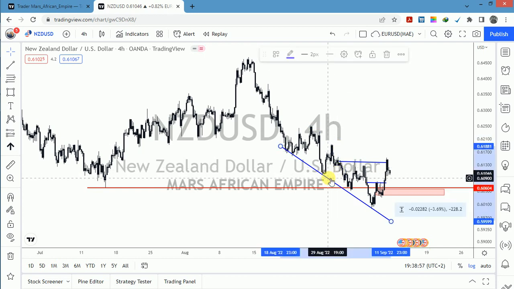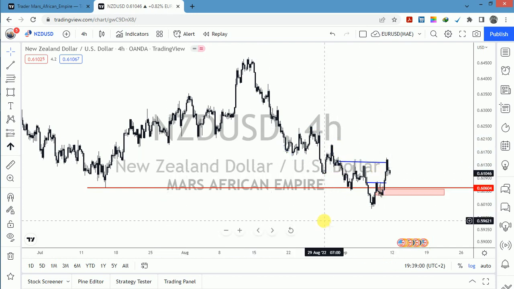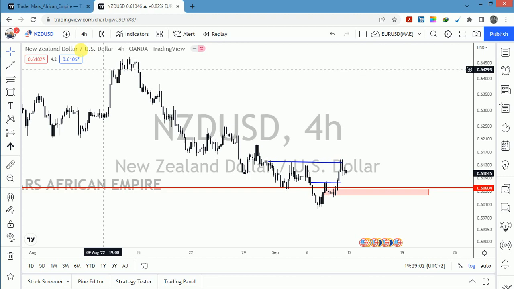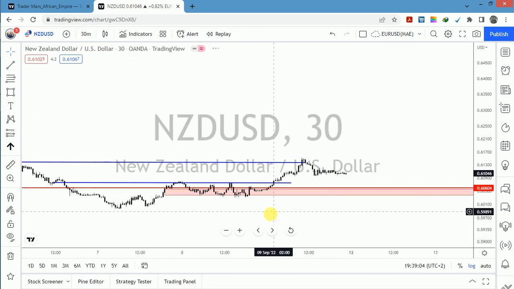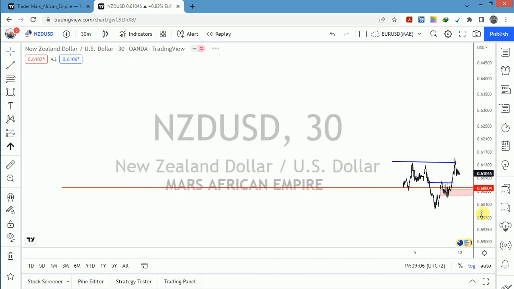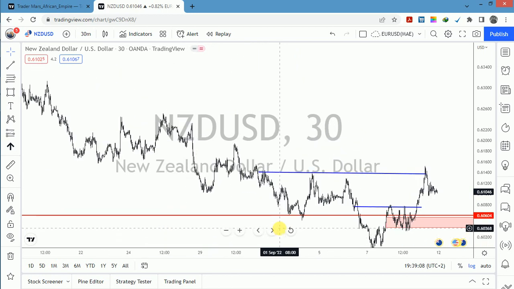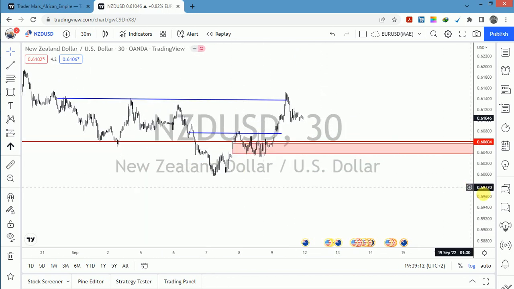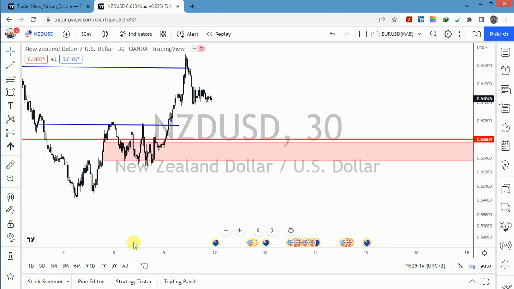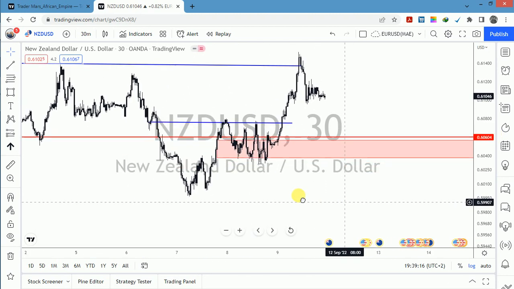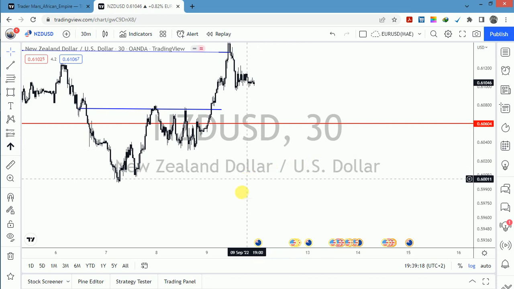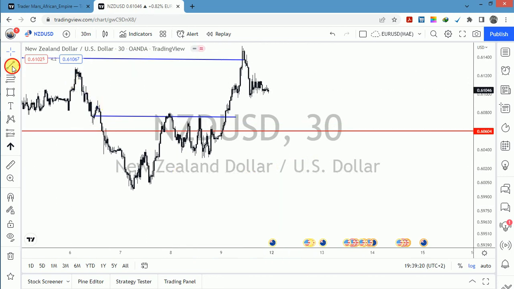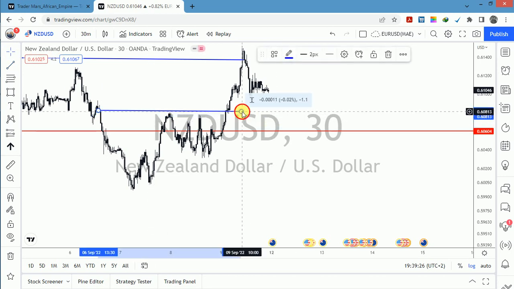Let me take out the trend lines. So let's go into a smaller time frame and see what's happening there. Let me refine there.